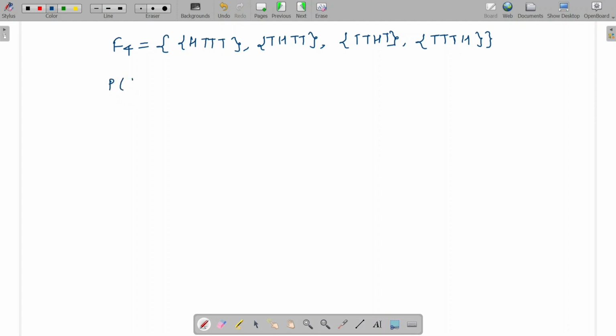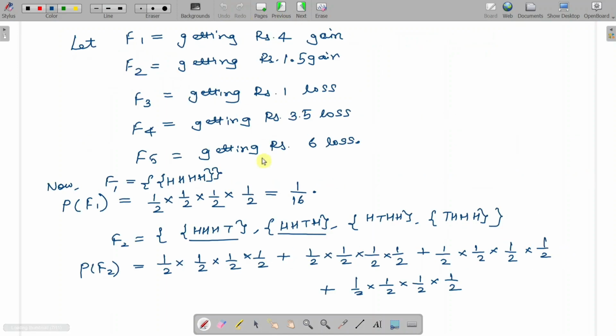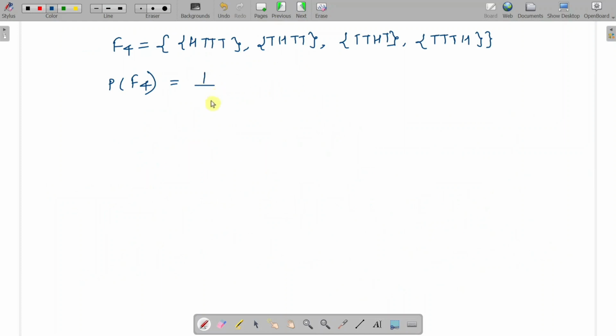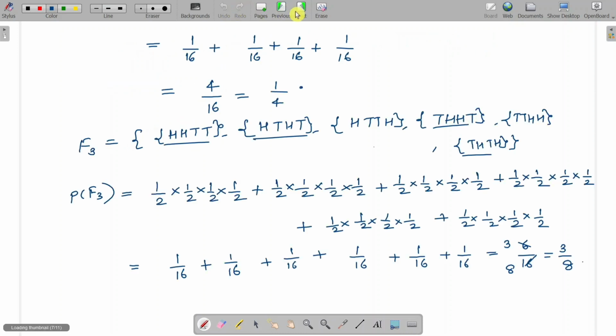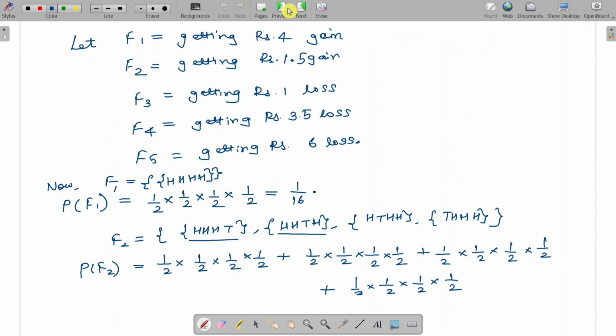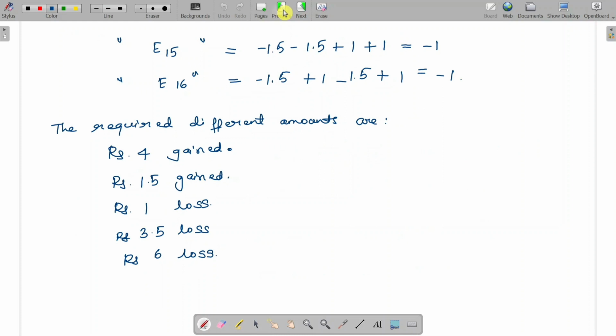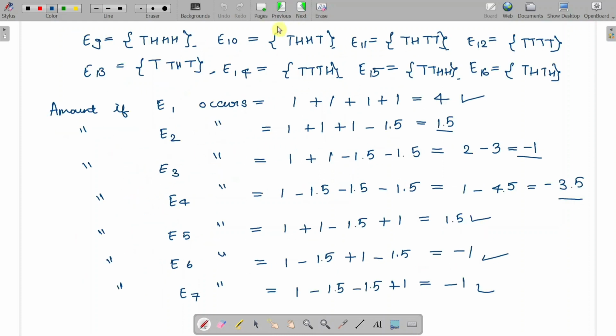So probability of F4, so 4 times, right? So if you have 4 elements in the sample space, the answer is 1 by 4. Okay, then F5. F5 is getting rupees 6 loss. There is only one sample point, that is -6 here. E12, so E12 is what? TTTT here.